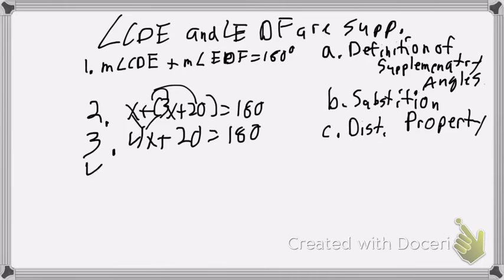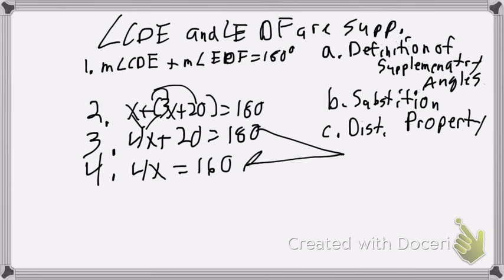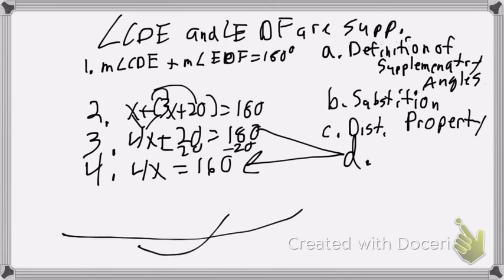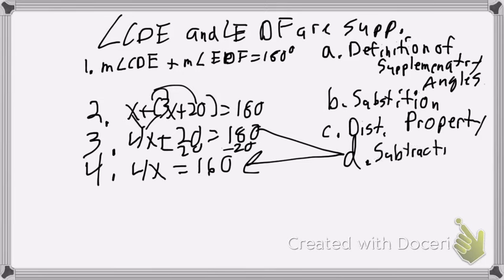And then you guys should be able to finish this out by yourself. Next, we're going to go 4x equals 160. Well, what did we do to get from this step to here? And that's what we're going to put for D. Well, we subtracted 20 from both sides. So that's our good friend, subtraction property of equality.